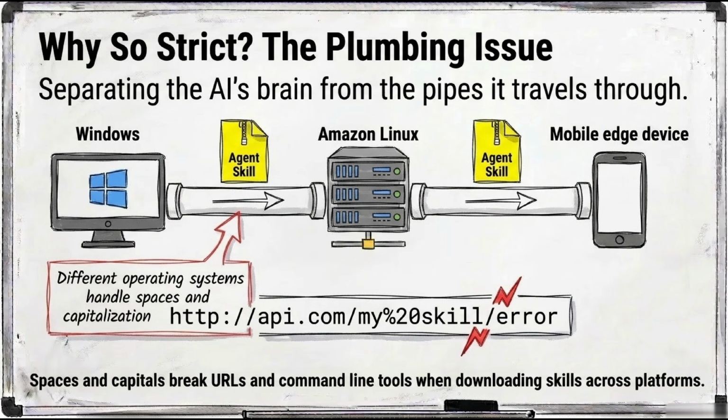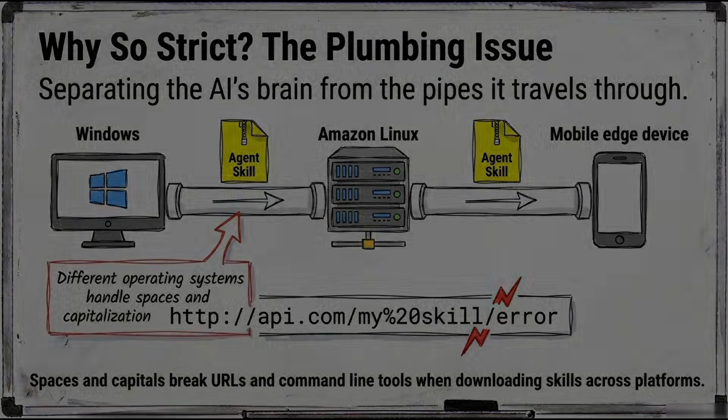But you have to separate the AI's brain from the actual plumbing that the files travel through. What do you mean by plumbing? These agent skills are designed to be universally portable. So they might be created on a Windows machine, zipped up, hosted on an Amazon Linux server, and then finally downloaded by a completely different operating system on a mobile edge device. Ah, so it's an operating system issue, not an AI issue. Exactly. Different operating systems handle spaces and capitalization differently. A space in a file path can break a URL when the AI tries to download the skill. An underscore might be interpreted weirdly by certain command line tools.